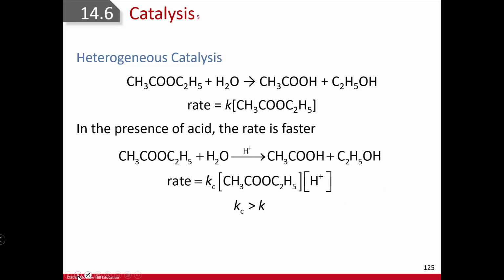All right, so heterogeneous catalyst. What we have here is, in the presence of an acid, this substance reacts with water and forms acetic acid and ethanol. Is that ethanol? I guess it is. And so that acid lowers the activation energy. And so the reaction, here's what the rate looks like for this reaction. And here's what the rate looks like without the catalyst.